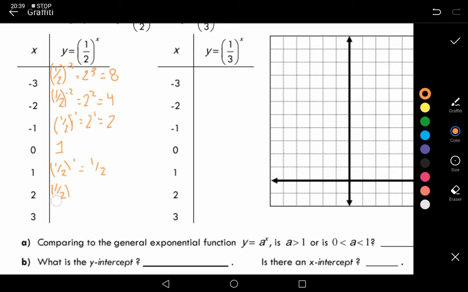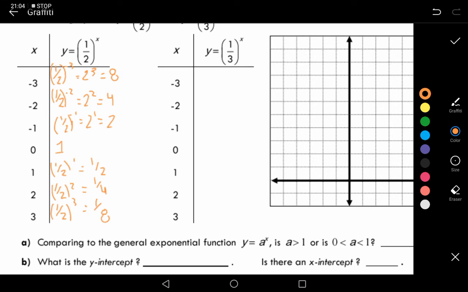1/2 to the power of 2. Remember that 2 applies to both, so that's 1 times 1, which is 1, over 2 times 2, which is 4, and 1/2 to the power of 3. Again, the 3 applies to the 1, but 1 times itself is always just going to give you 1, and 2 to the power of 3 is 8.